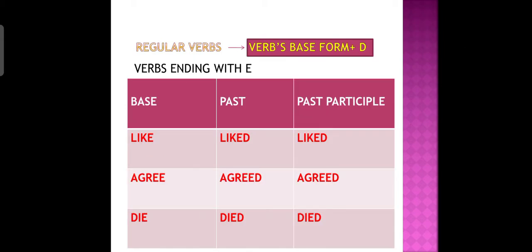Next are regular verbs of another type. This type is verb base form and only d has to be added for changing from one form to the other. Example, like, liked, liked; agree, agreed, agreed; die, died, died. These are most of the verbs which end with e. So only d has to be added for changing from one tense to the other.